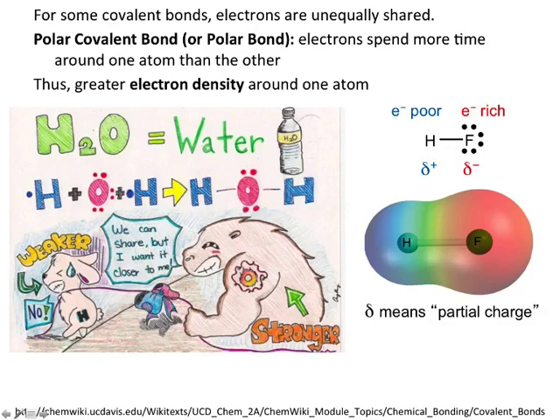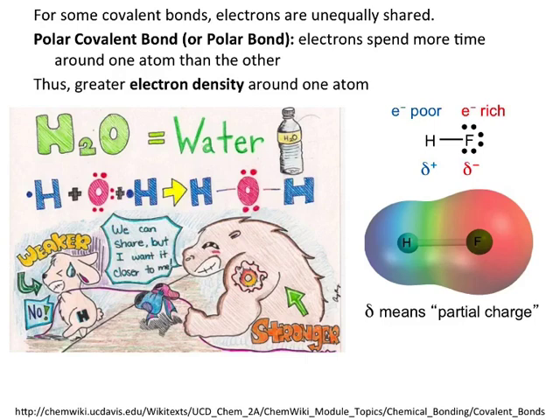Now, in some covalent bonds the electrons are unequally shared, and we call this a polar covalent bond, or more typically just a polar bond. And here, the electrons will spend more time around one atom than the other, or again, more correctly, you have a higher probability of finding the electron around one atom than the other. Another way we say this is that there's greater electron density around one atom. You're just more likely to find electrons over there.